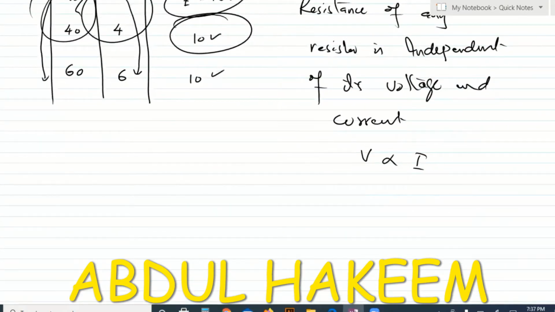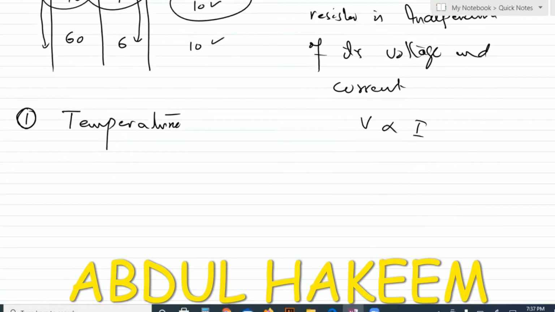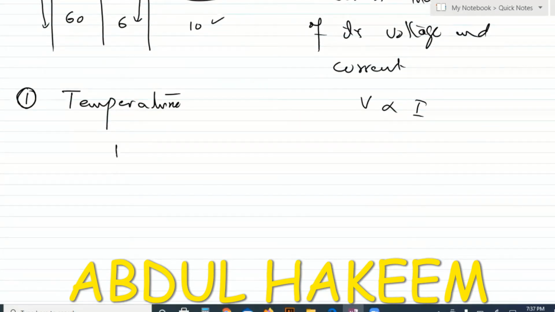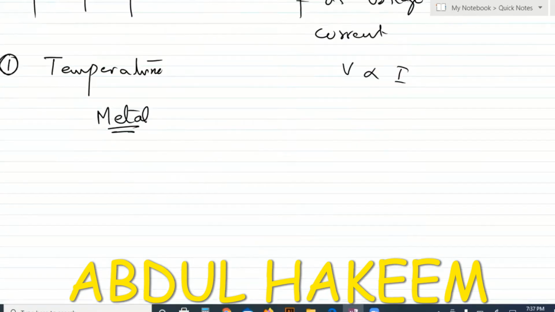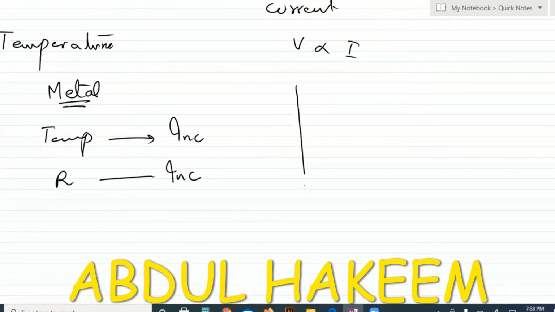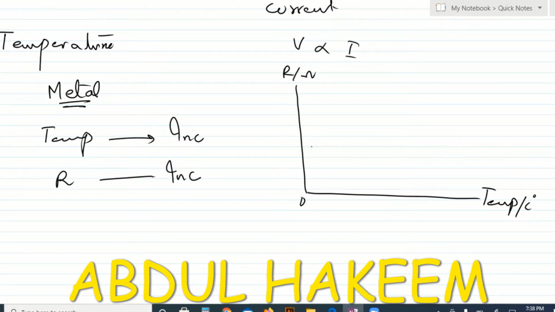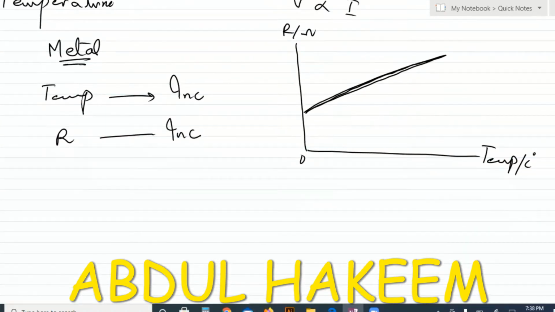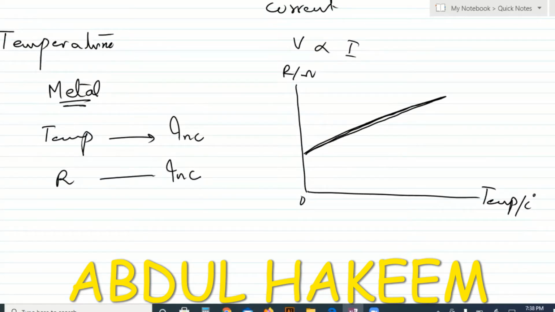Now, factors affecting the resistance. Number one, the major factor is the temperature. So, first, metals. When the temperature of the metal increases, resistance increases. Look, temperature in degrees Celsius at the x-axis, resistance in ohm at the y-axis. So the resistance is increasing. The gradient is almost constant, not perfectly constant, okay? So when temperature of the metal increases, resistance increases.